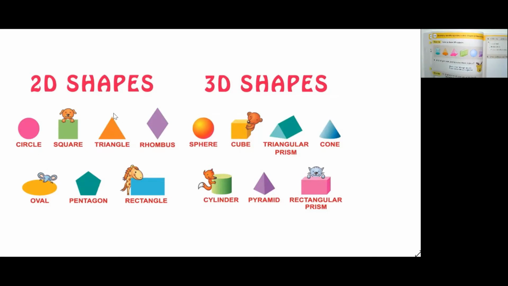We have 2D shapes: circle, square, triangle, rhombus, oval, pentagon, rectangle, and we also have 3D shapes: sphere, cube, triangular prism, cone, cylinder, pyramid, and rectangular prism.